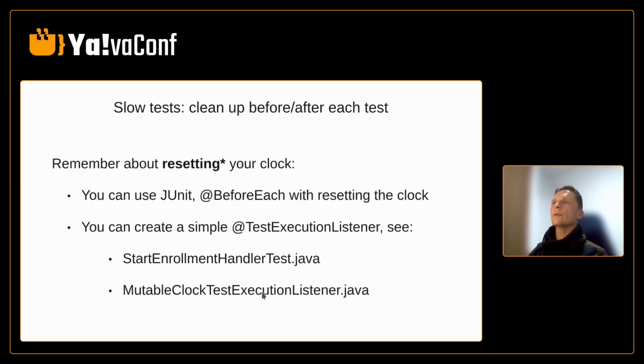So now for slow tests, we need to remember about resetting our clock. If you use JUnit, you can use before each, or you can use test execution listener from Spring. And by the way, the code for this listener is uploaded as well to the GitHub repository. You will see the link at the end of the presentation. All the code you saw in this presentation is in the code base over there, and you can play with it.